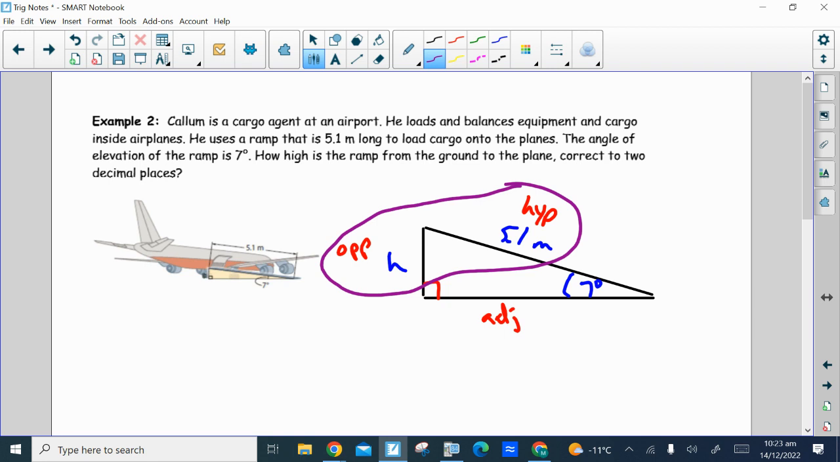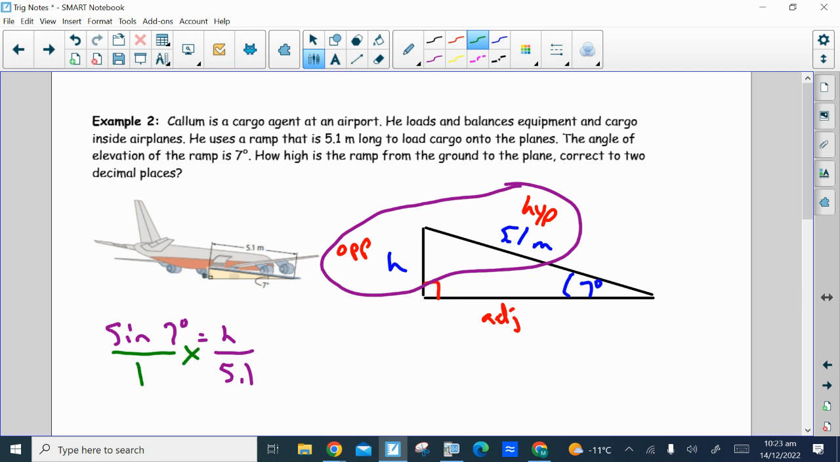Sine. Okay, because we want to find h, which is the opposite. We're given the 5.1, which is the hypotenuse. We're not given the adjacent side, not asked to find it. And again, SOHCAHTOA tells us that the sine involves opposite and hypotenuse. The SO part tells us it's opposite on top, hypotenuse on the bottom. Got to be in that order.